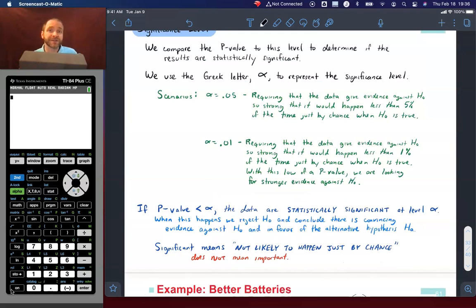Lastly, if the p-value is less than your alpha, remember alpha is the rejection level. That area under the curve, if you fall in that area smaller than the alpha level, you're going to reject. And if that happens, the data that we find is statistically significant at that level, which does not mean important. It means that what we saw was not likely to have occurred by chance. So that's why when it falls in that area, we can reject the null and conclude the alternative.